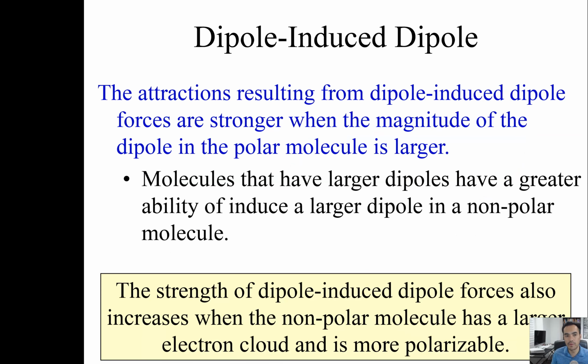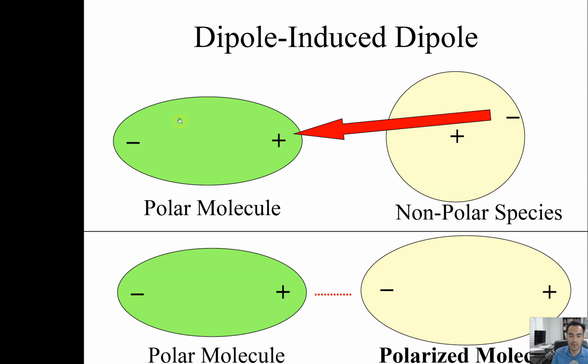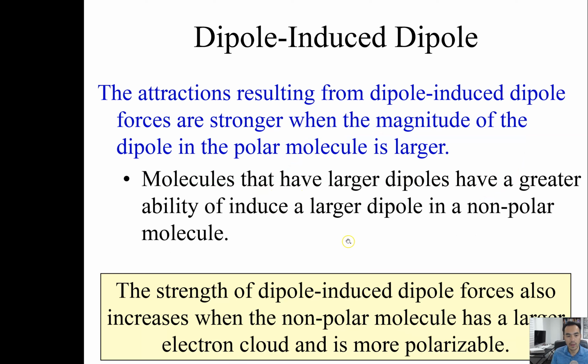Dipole-induced dipole refers to the attraction where there's a stronger magnitude of polarity. Molecules that have very large dipoles generally have the ability to induce a larger dipole in a non-polar molecule. Going back to this slide, if this is very polar, I can actually polarize the other non-polar species. The strength of the dipole forces also increases when the non-polar molecule has a large electron cloud and is more polarizable. So basically, if you take two polar molecules and put them close to each other, they're going to get really polar, and you can also swing one of the non-polar sides into a polar region.